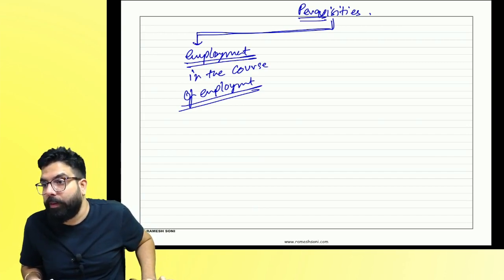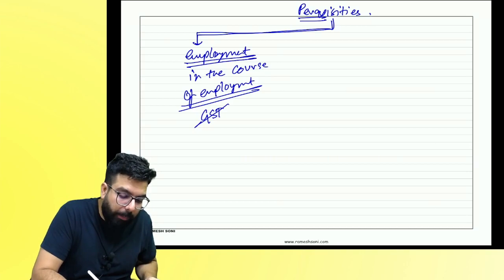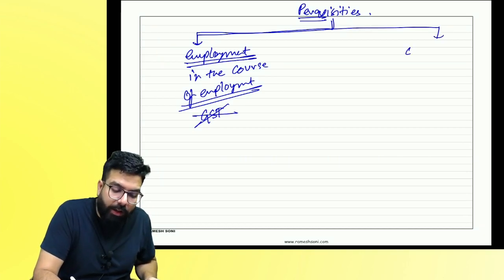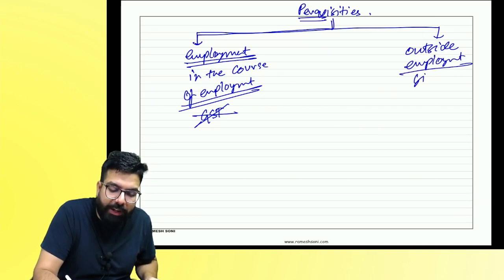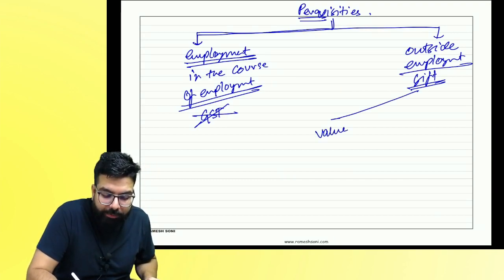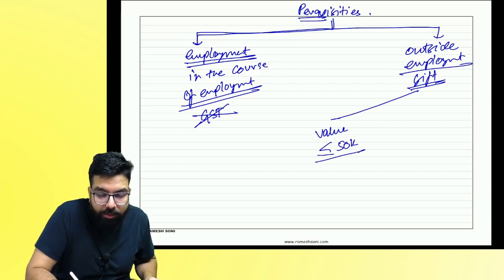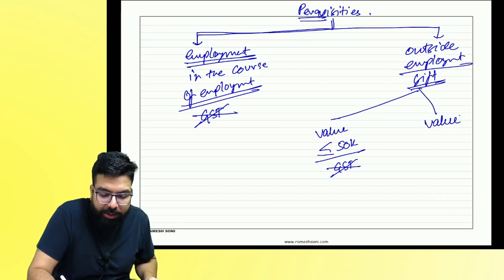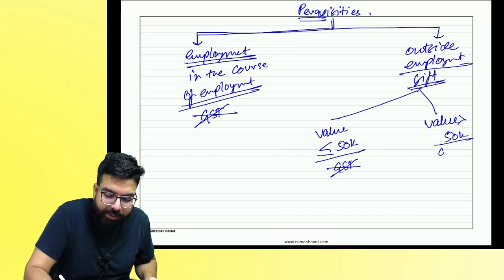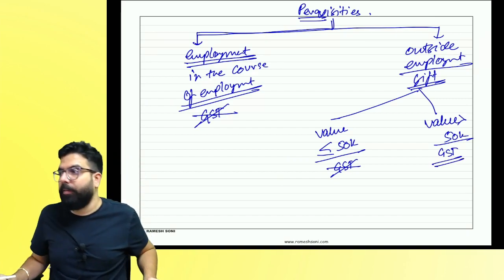Will GST come? No, there is no GST. But if it is outside employment, and the employer gave some gift, perquisites, etc., then you have to see the value. If the value is less than or equal to 50,000, then GST will not come. But if the value is greater than 50,000, then GST will. Do you guys agree with me?